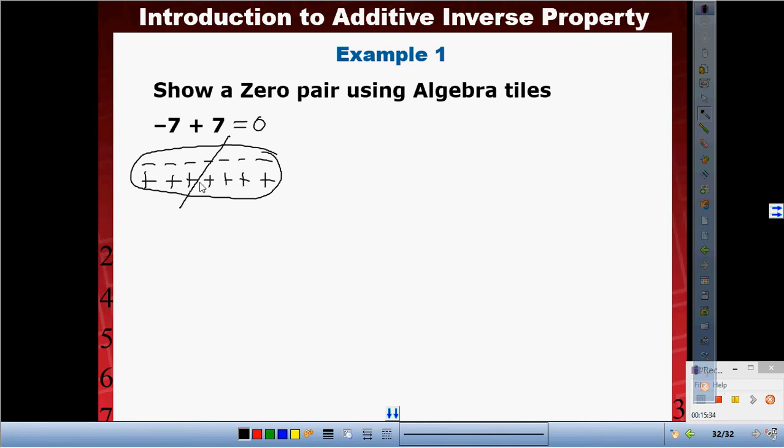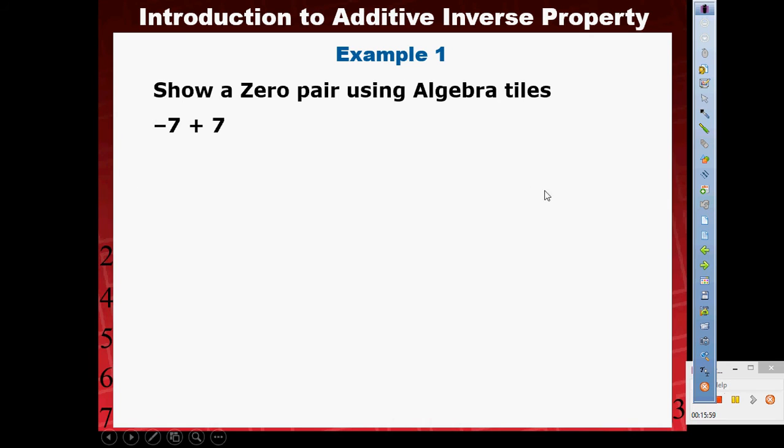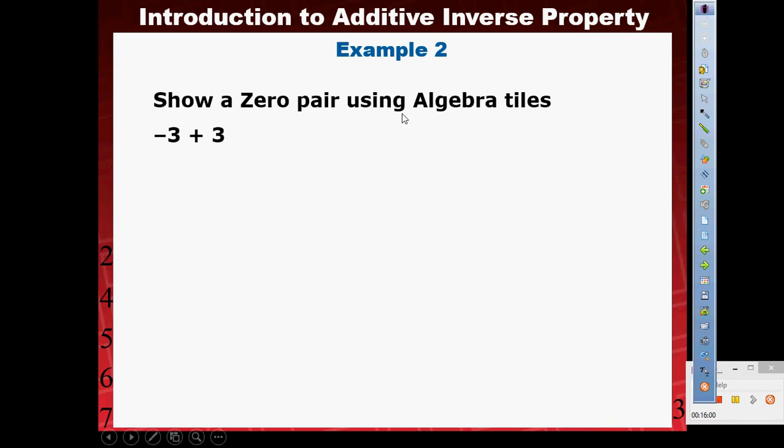Yeah, right? Any questions on what you're going to do? Because you're going to do one right now by yourself. So example 2, you don't need to copy the instructions anymore. It's the same instructions. So clear your desk from those tiles, and then I want you to do example number 2. Example number 2 reads, show a zero pair using algebra tiles negative 3 plus 3. So put those tiles in front of you. Then from there you're going to draw the picture here, and cancel out any zero pairs. Copy that. Go.